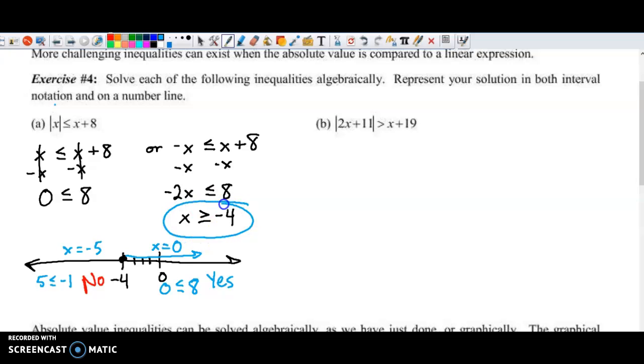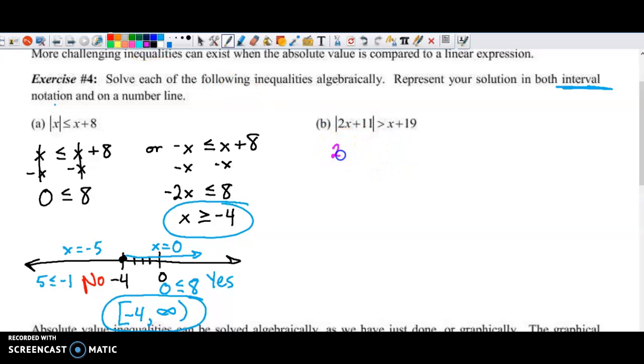and I think this is good to practice writing the answer this way, plugging in numbers, making sure that you have the right answer. And this time they do want the answer in interval notation, so let's practice that, going from -4 and infinitely to the right. And that's something we can talk more about in class.